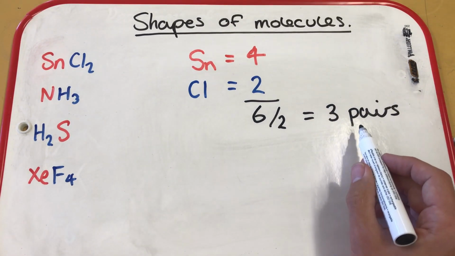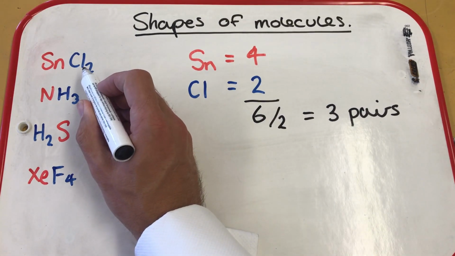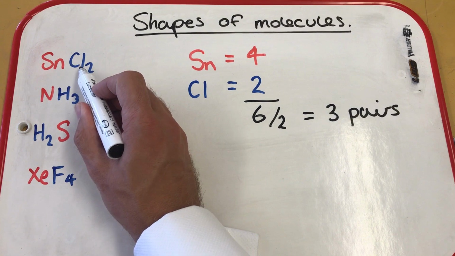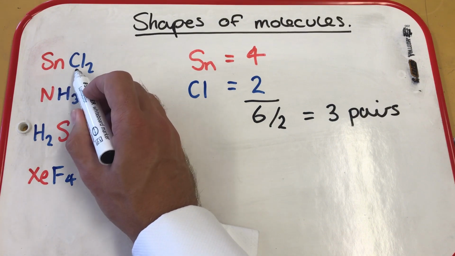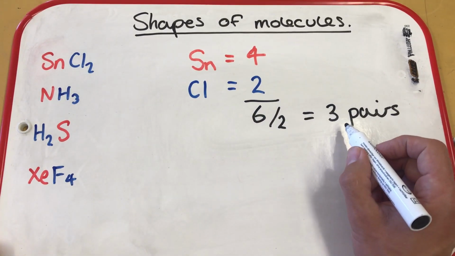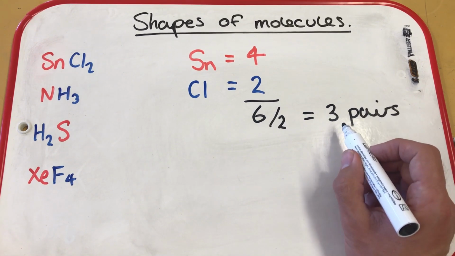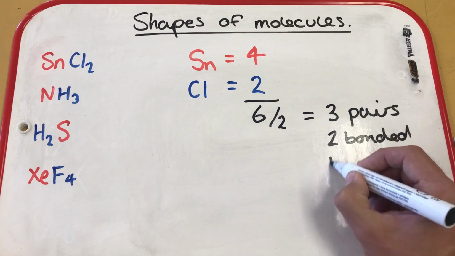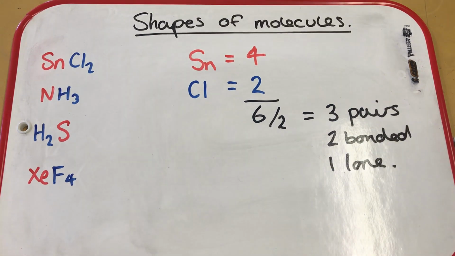Now if we look back at our structure here, this time, unlike in the first examples in the first video, you can see that only 2 bonds are actually formed between the tin and the chlorine. So in this situation we have 3 pairs of electrons, 2 are bonded and 1 lone pair of electrons. So we have a lone pair of electrons and two bonded pairs of electrons in this situation.